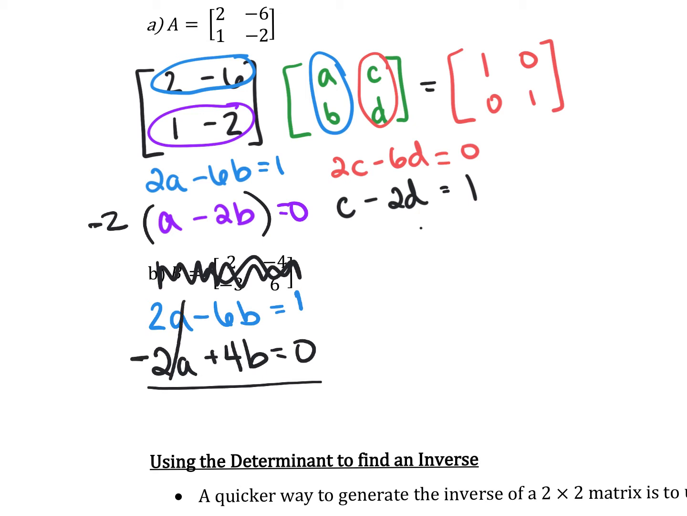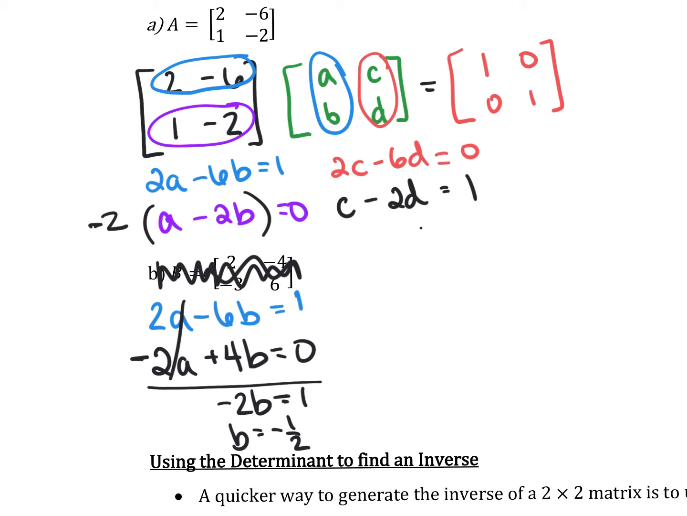So when I do that, A's are going to cancel. -6 plus 4 is a -2B. That equals 1 plus 0 is 1. So that means B is equal to -1/2. And if B equals -1/2, I can go back and find A. I'll use this equation right here.